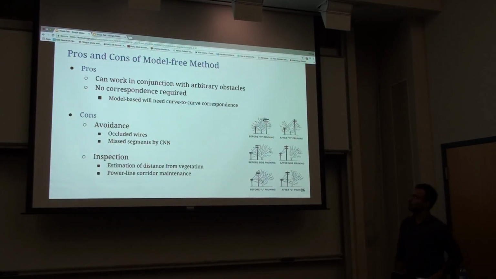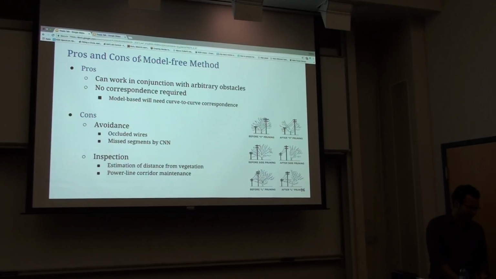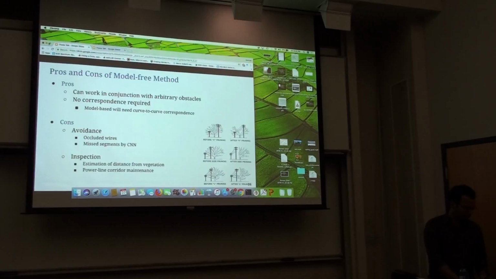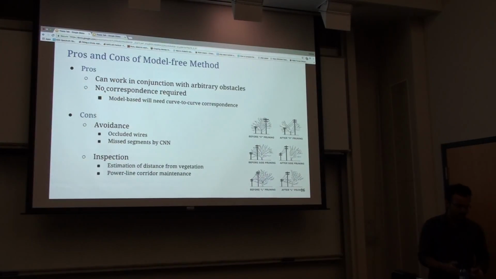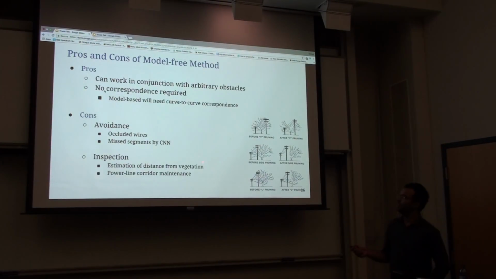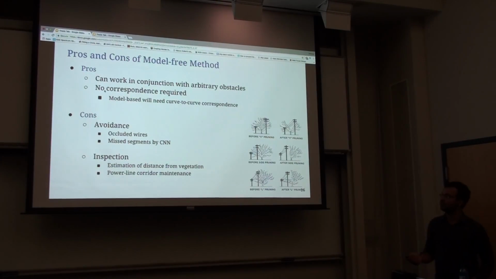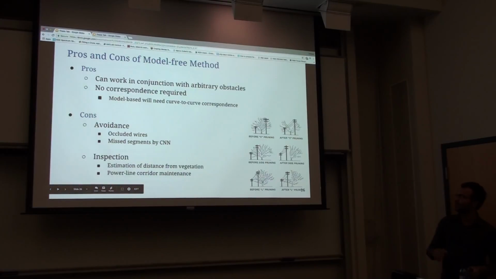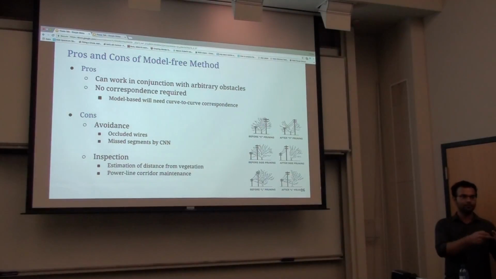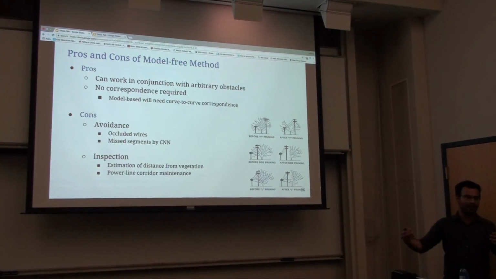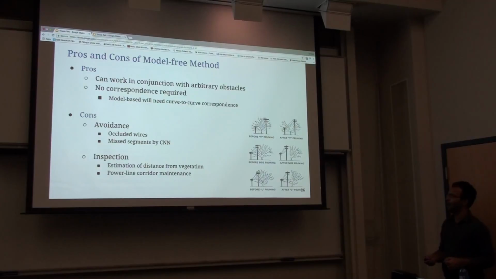So to wrap up model-based, what we said was that this thing can work in conjunction with arbitrary obstacles. And another thing which will become clear in the next part of the talk is that we don't need any sort of explicit correspondence. Like if you have multiple wires, you don't need to match edges or anything. You can just use the edge map at each keyframe and do mapping.